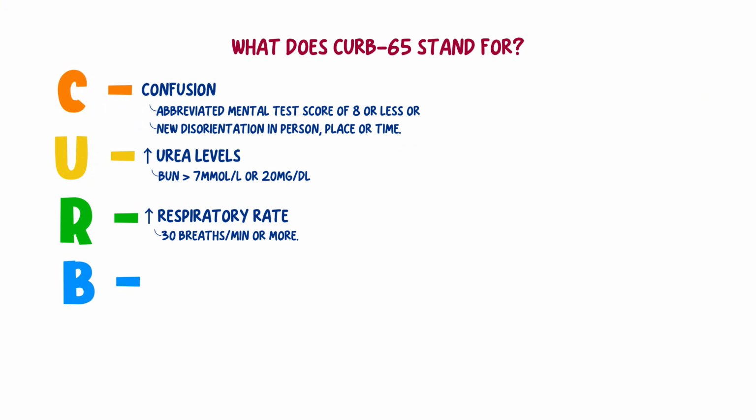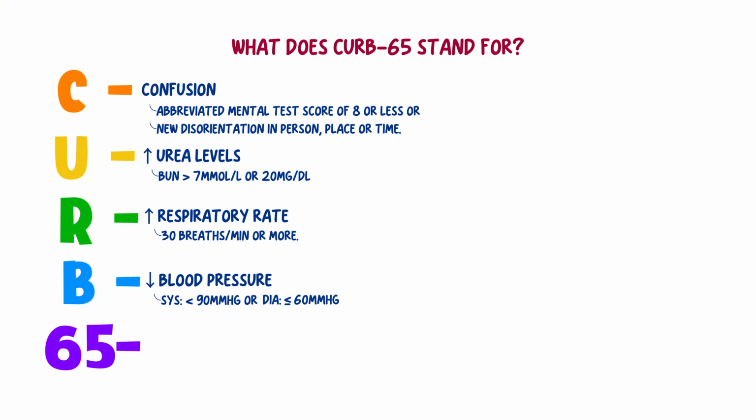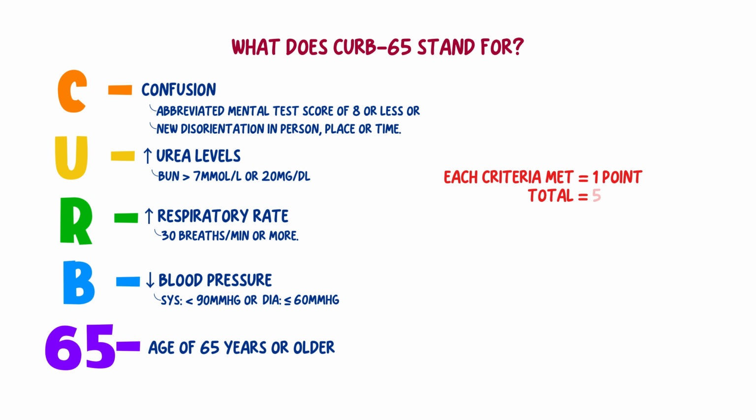The letter B stands for low blood pressure, that is, a systolic blood pressure of less than 90 millimeters of mercury, or a diastolic blood pressure of 60 millimeters or less. Finally, the number 65 represents an age of 65 years or older. For each of these criteria that a patient meets, they score 1 point. The total score helps determine the severity of pneumonia and what treatment might be necessary.